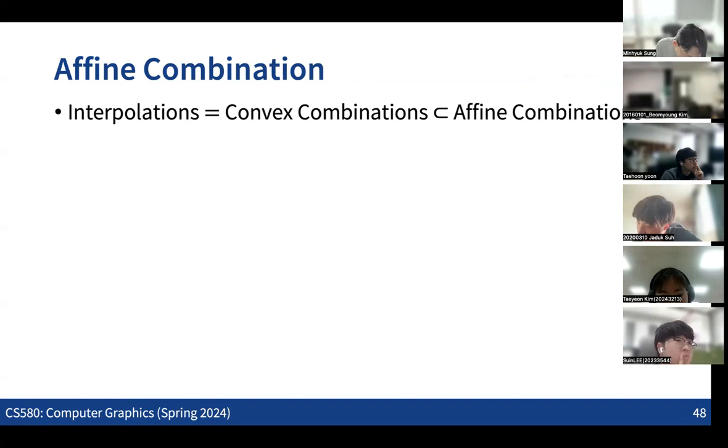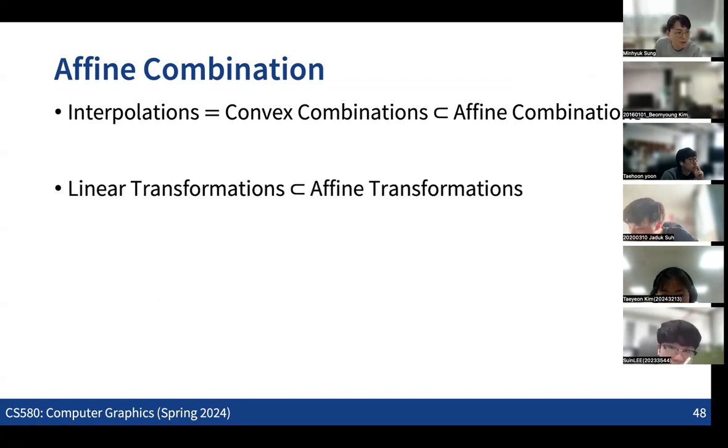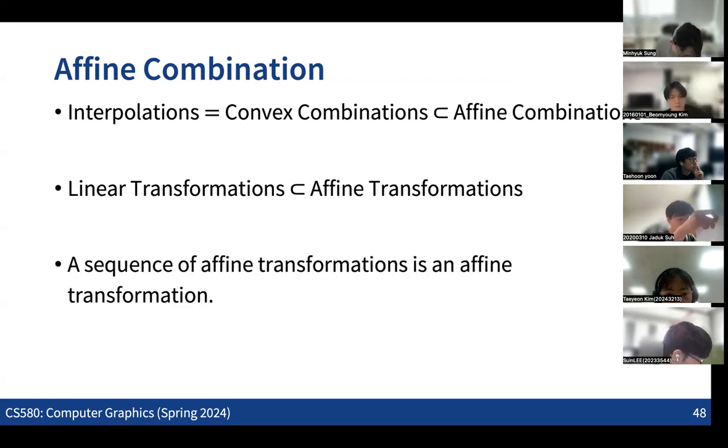So which means that basically all the interpolation that we are calculating is a part of the affine combination, right? And also any linear transformation is also an affine transformation. So linear transformation is a subset of the affine transformation where we are not having translation, right? And also, a sequence of affine transformations is also an affine transformation.